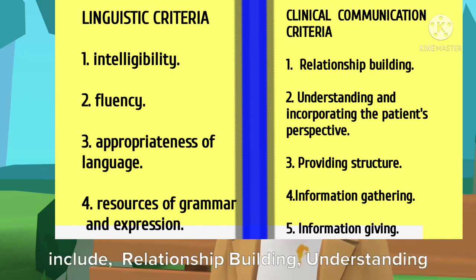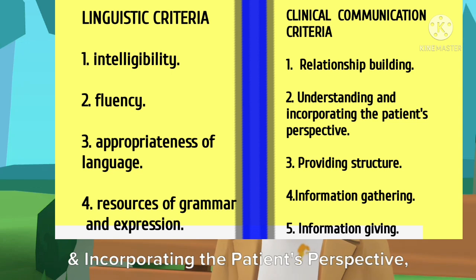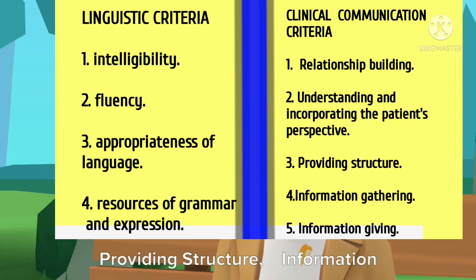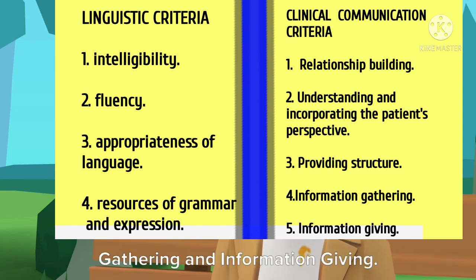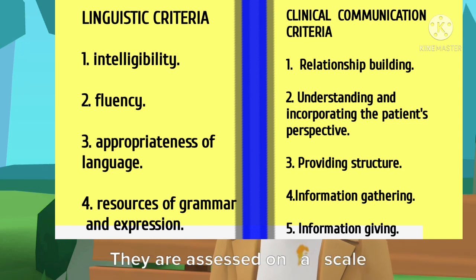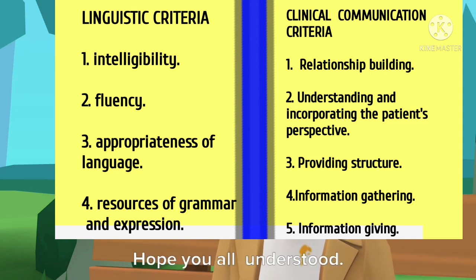Clinical communication criteria include relationship building, understanding and incorporating the patient's perspective, providing structure, information gathering and information giving. They are assessed on a scale from 0 to 3.